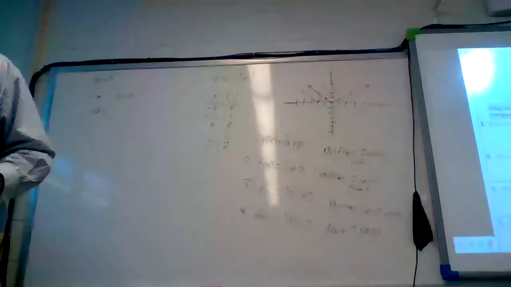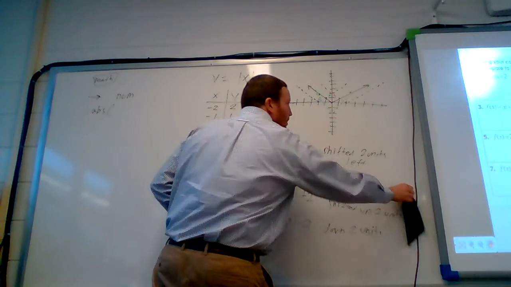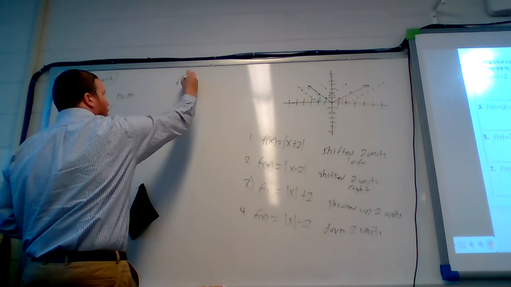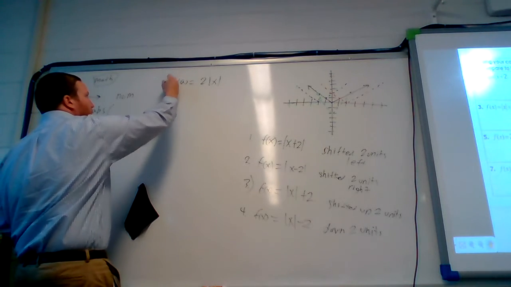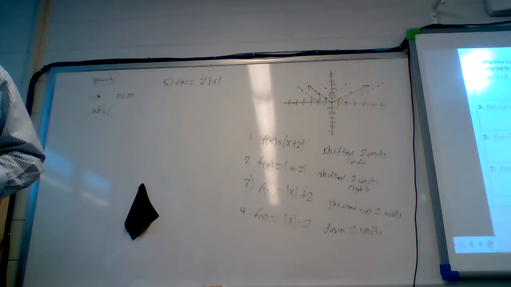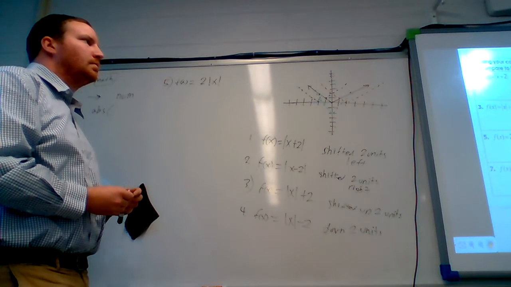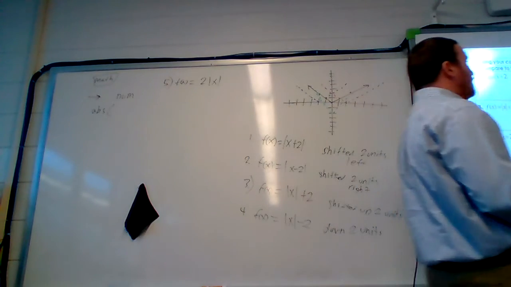What do we think is going to happen when we multiply our absolute value by a value? So in this case, number 5, we're going to take our absolute value and multiply by 2. So what happened? Or did anything happen? Well, let's compare to our original. Here's our original. So what happened to its arms?